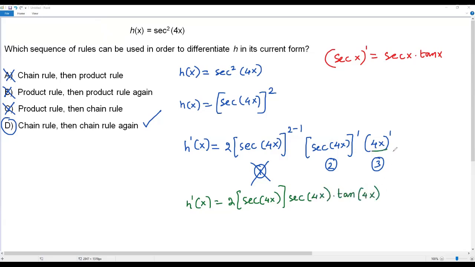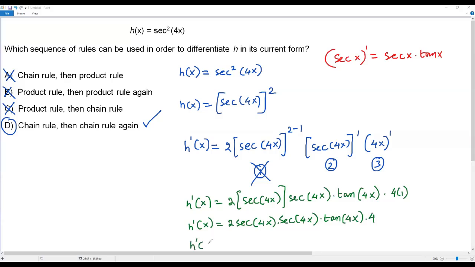Okay, so what's the derivative of this 4x? Here we do the derivative with respect to x, because h of x is a function of x. Here 4 is a constant multiplied by the variable. When I find the derivative, if there is a constant multiplied by the variable, we have to keep the constant as it is, and I have to find the derivative of the variable alone. The derivative of x is just 1, so it becomes 4 times 1. Okay, then we get h prime of x equals 2 times secant of 4x times secant of 4x times tangent of 4x times 4 times 1 is 4.